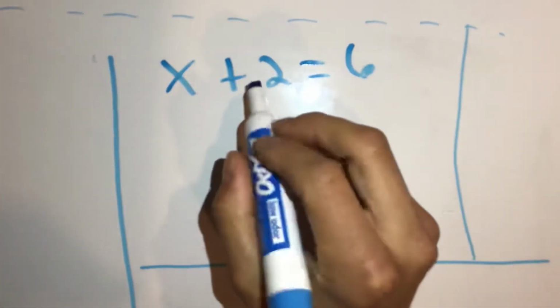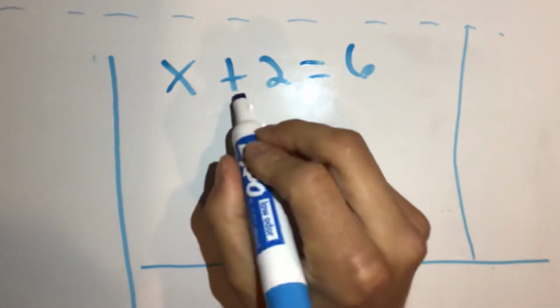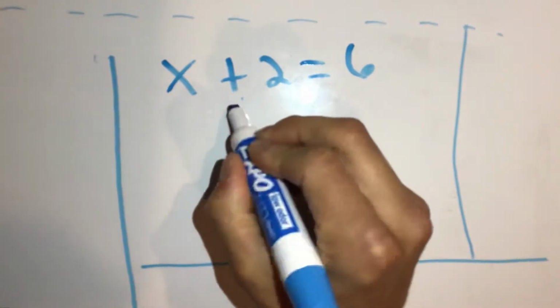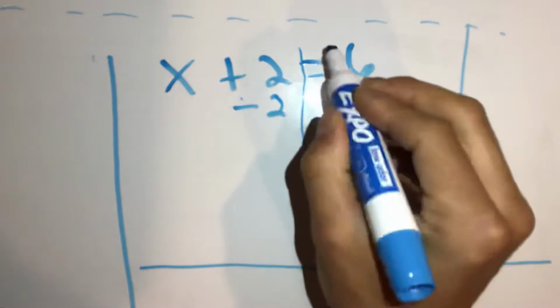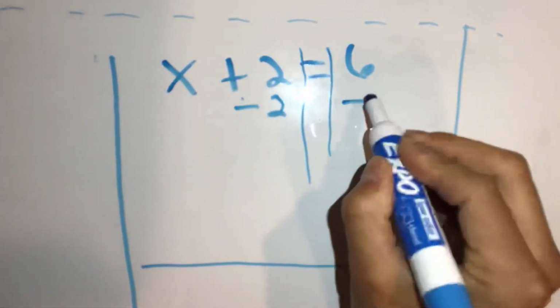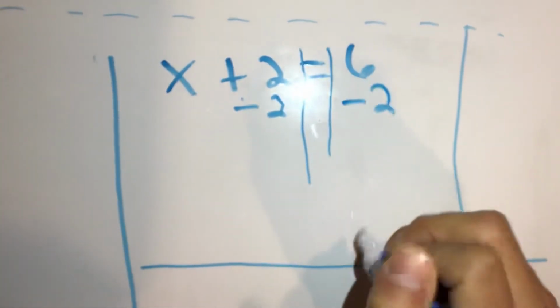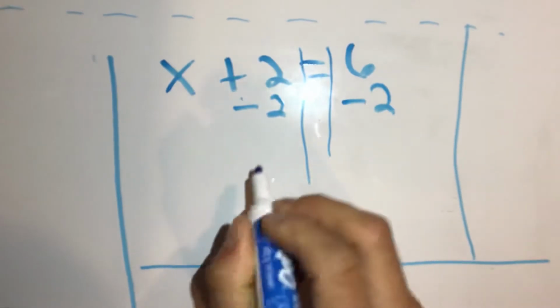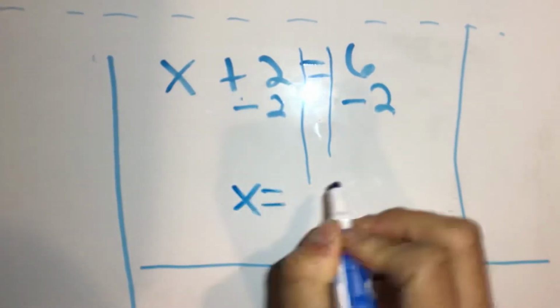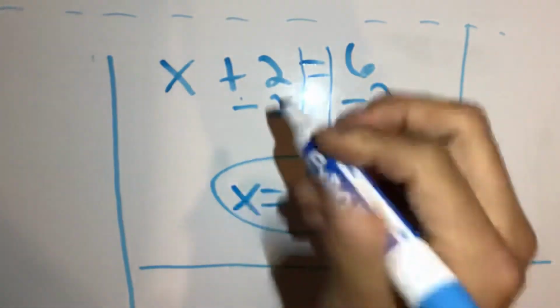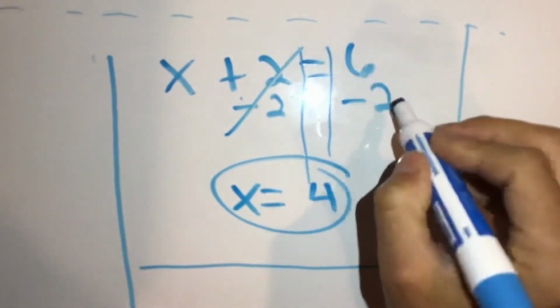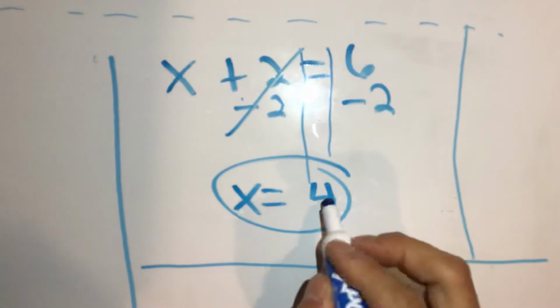So all we would do is say the opposite of a plus 2 is a minus 2. But whatever we do to one side, we must do to the other side. So we would subtract 2 to that side. So we would get x equals 4. Because 2 minus 2 is 0. That goes away. And 6 minus 2 gives us a granddaddy of 4.